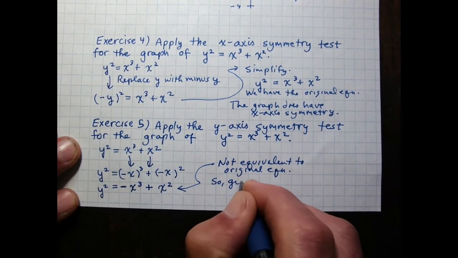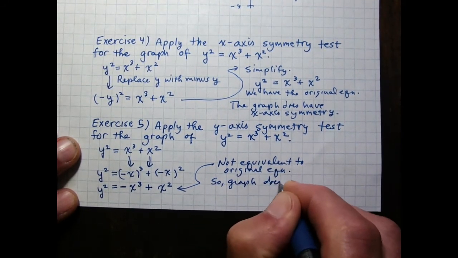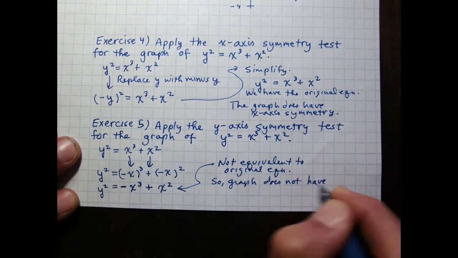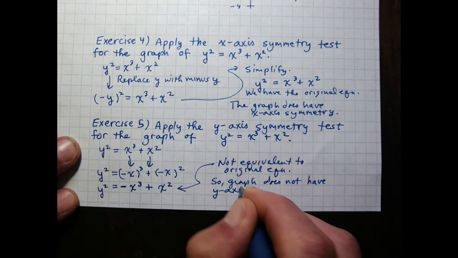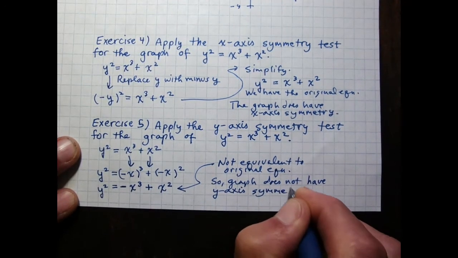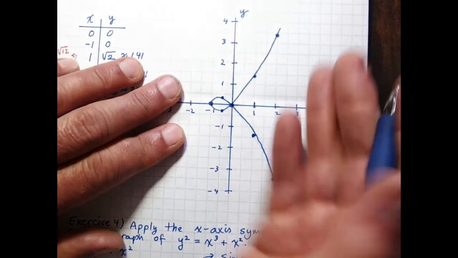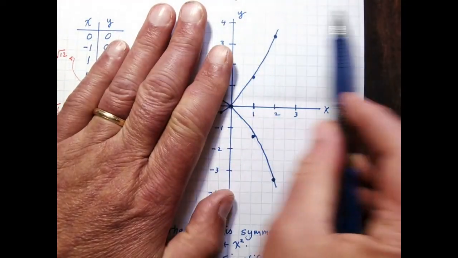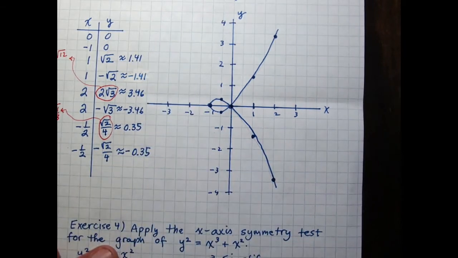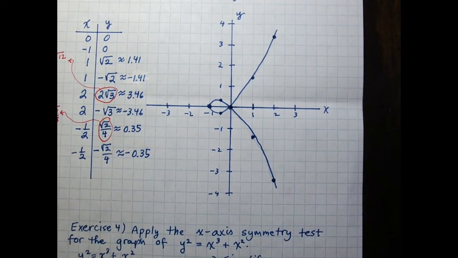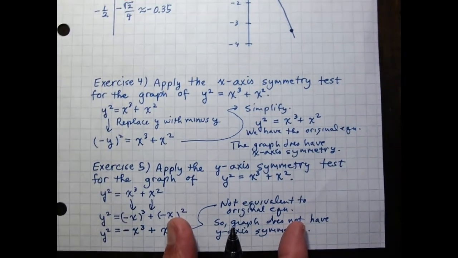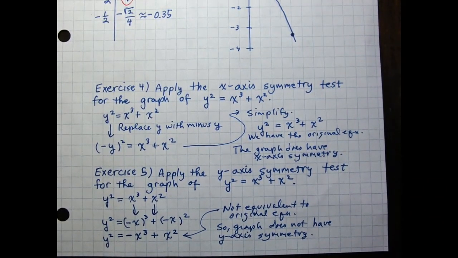So the graph does not have y-axis symmetry. And we kind of knew that, right? Because we can see that when we fold this graph along the y-axis, the portion of the graph to the right of the y-axis is very different from the portion of the graph to the left. This graph clearly has x-axis symmetry and no y-axis symmetry, which we just verified with exercise 4 and exercise 5. We'll continue the handout in the next video segment.